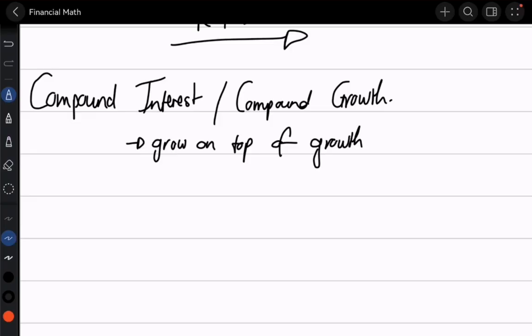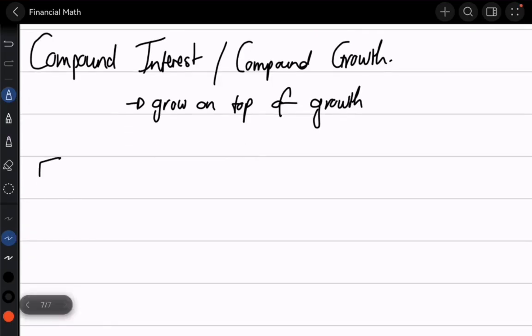So think of rabbits, right? You have 4 rabbits. Each rabbit has babies. Then those babies also have babies. It's just like that cycle. It grows fast because you keep multiplying the new amount. So that's the whole concept when it comes to compound interest.